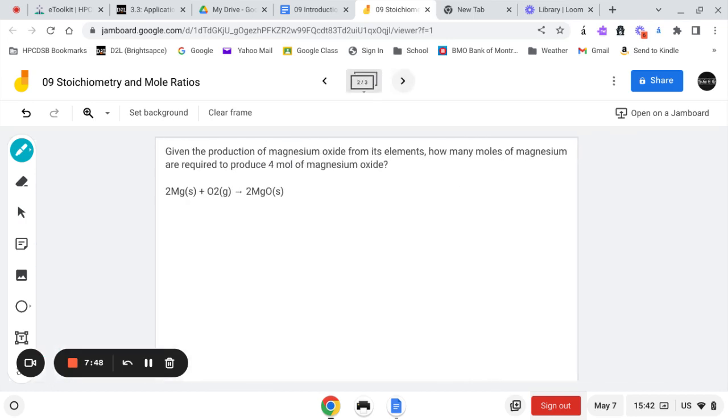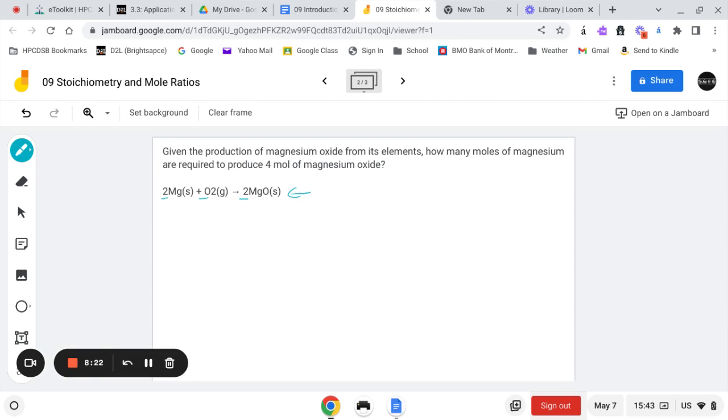Let's try one. So it says, given the production of magnesium oxide from its elements, how many moles of magnesium are required to produce 4 moles of magnesium oxide? So if I look at the balanced equation right here, what I can see is that if I had 2 moles of magnesium, I would need 1 mole of oxygen, because remember, if there's not a number there, that implies there's a 1. And I would make 2 moles of magnesium oxide.